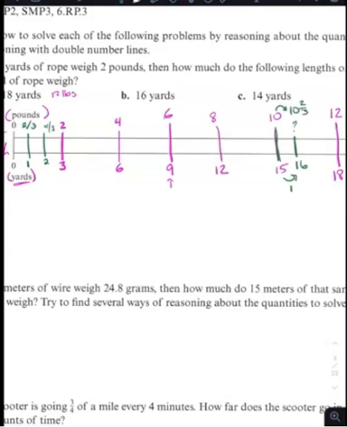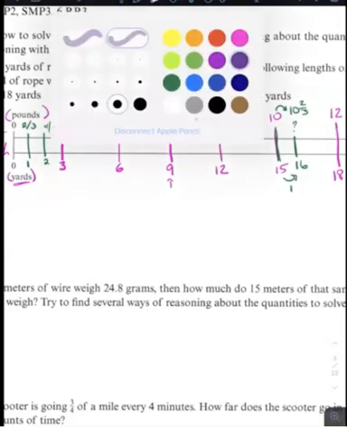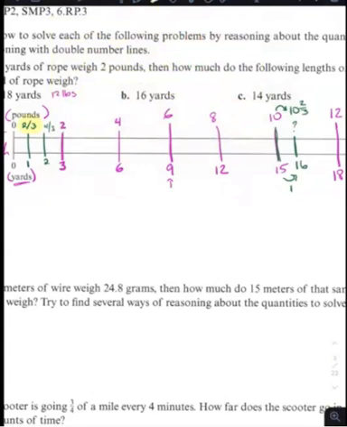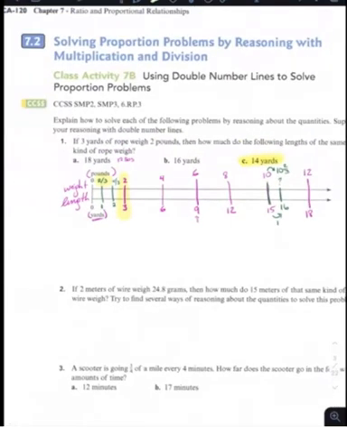Now notice that the 2/3 of the pound, right here, has a connection to our 3 yards for 2 pounds relationship. We can follow through that kind of strategy as we try to solve the next problems. Okay, now I'm going to leave C for you to figure out and complete after you watch this video.